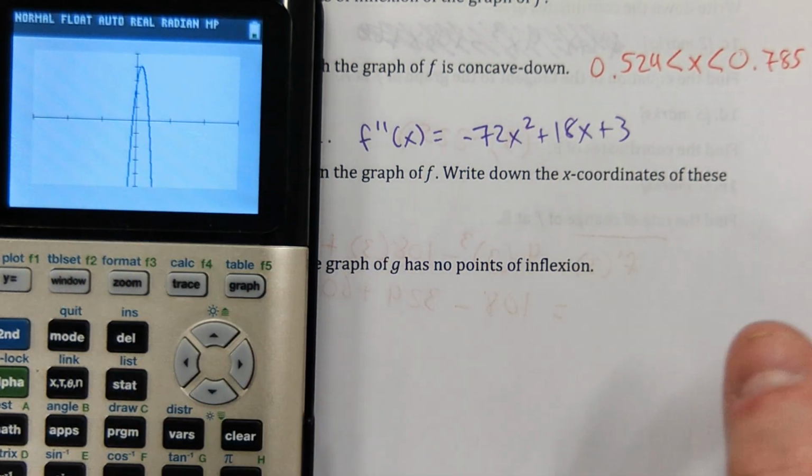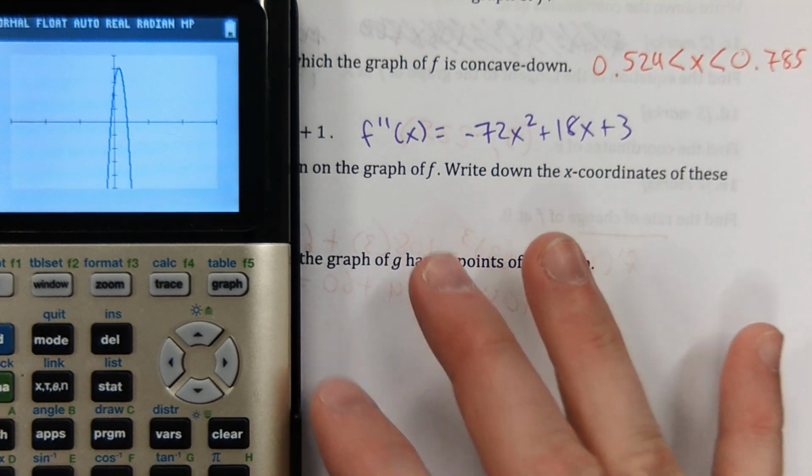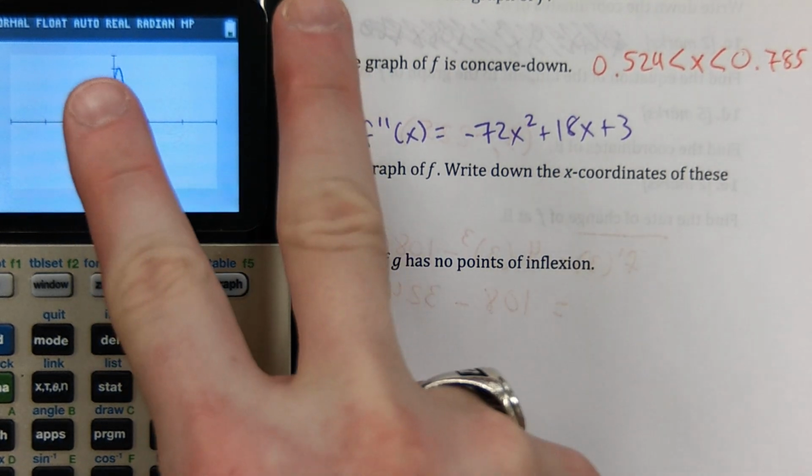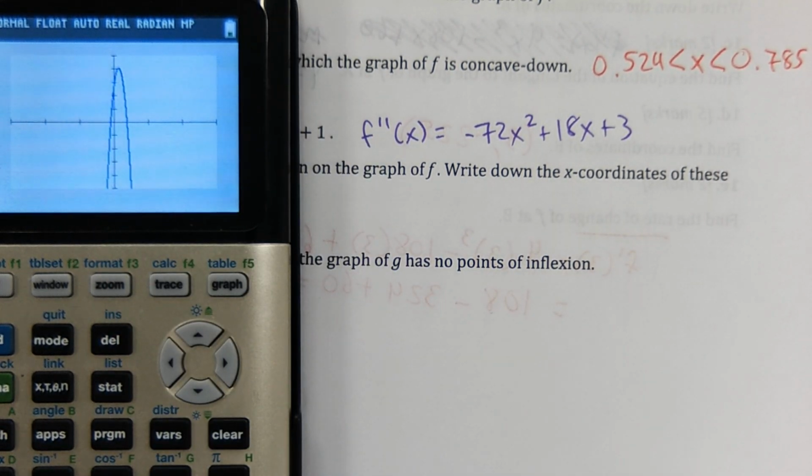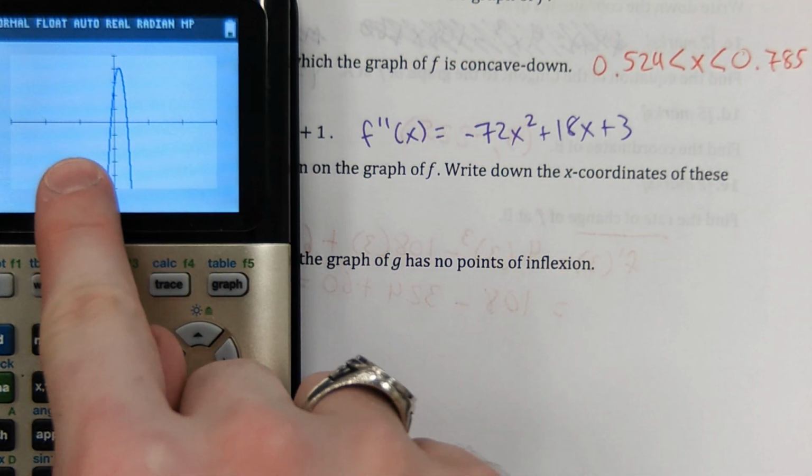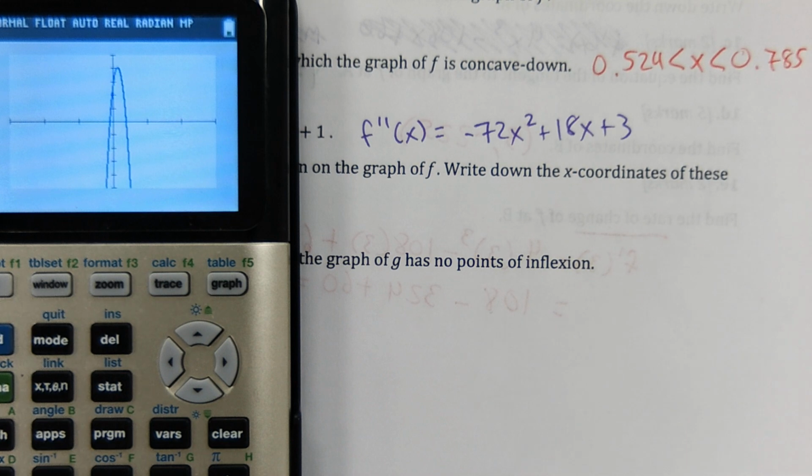This is the graph of the second derivative, and you can see it passes through the x-axis twice. That means it has 2 places where it changes sign. Negative to positive, positive to negative. Those are both inflection points.